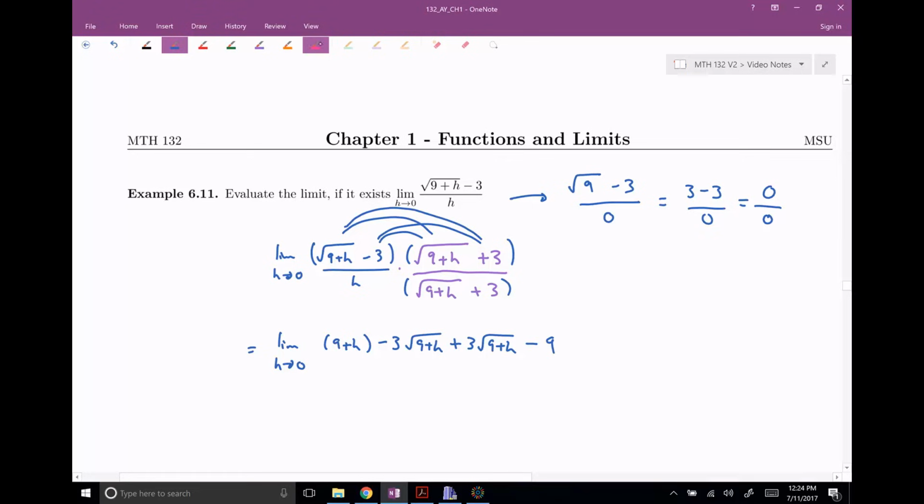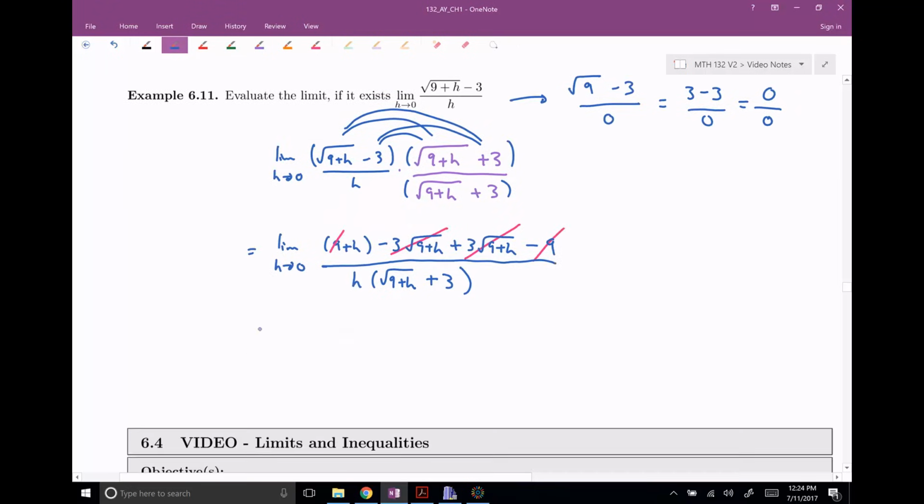And notice, this will always happen when you multiply with a conjugate. Those inners and those outers are opposites, right? We have negative 3 root 9 plus h and positive 3 root 9 plus h. So because they're opposites, they cancel out and they sum to 0. Notice that we also have 9 and negative 9. So actually a lot of good things are happening here. So okay, I'm going to go ahead and distribute out that numerator. The denominator I'm going to leave just as is for the time being. There we go. And let me write one more line so we can clearly see what comes next.